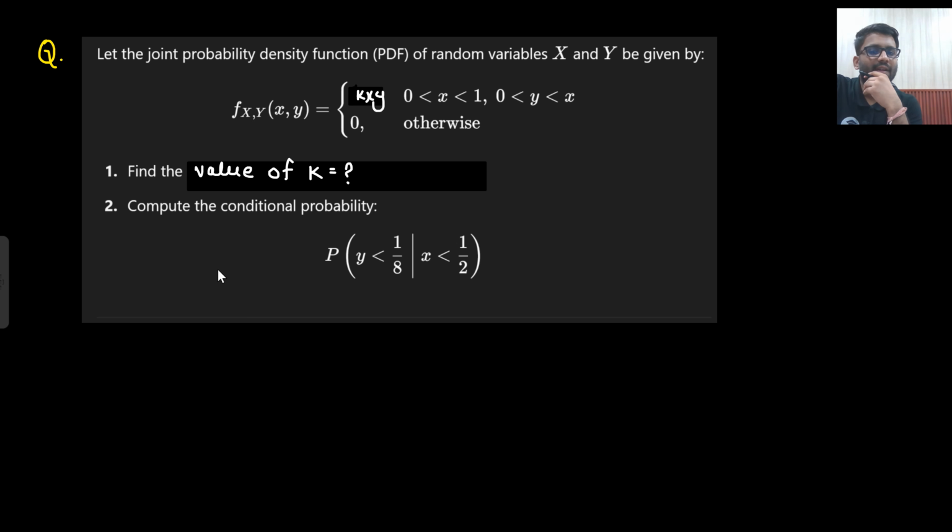Joint PDF is given. Value of x is going from 0 to 1. Value of y is going from 0 to x. And otherwise it is 0. You need to find the value of k, and then you need to find the conditional probability such that y is less than 1 by 8 given x is less than 1 by 2. So x is taking value lesser than 1 by 2, then find the probability such that y takes value lesser than 1 by 8. So try this question on your own.